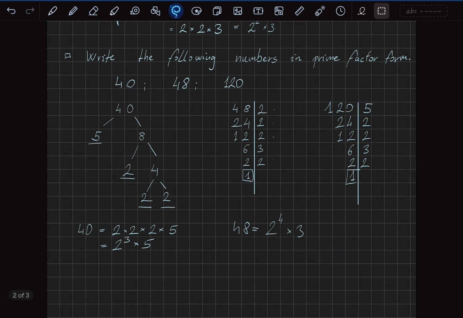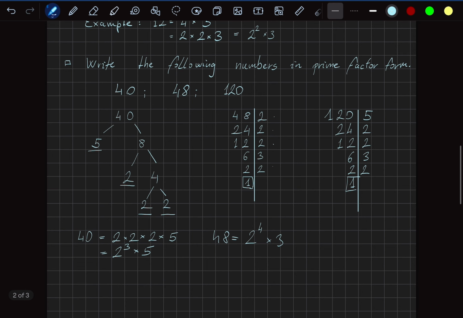So I will just drop this here and write the index form. If you need, you can write 2 times 2 times 2 times 3 times 5, but it's 2 to the power 3 times 3 times 5. Yes, okay.